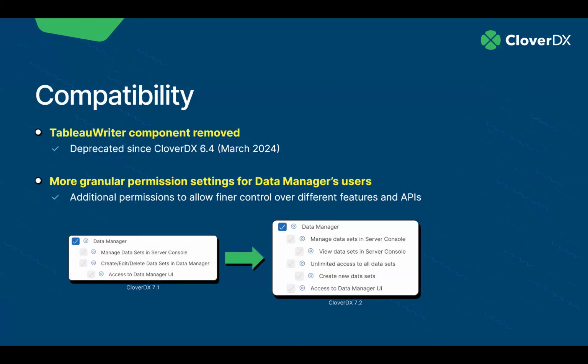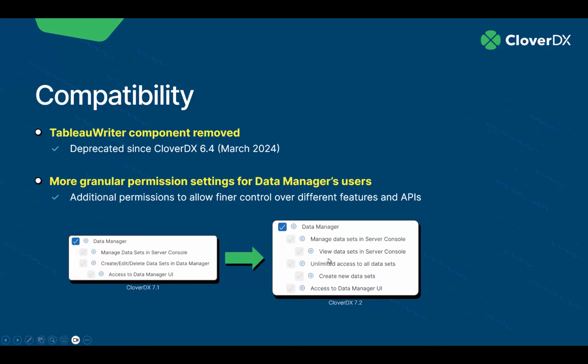And we also introduced more granular permission settings for Data Manager. So you can see the difference on the screenshots. This is from Clover 7.1, where we had permissions like this, and we now have split the managed datasets permission into two different permissions. This was done in order to accommodate the new API. So we have a new Data Manager API that you can use from the server, and this uses some of these permissions to work. And so now you have more options for how to configure the permissions of different users when they access the data manager.